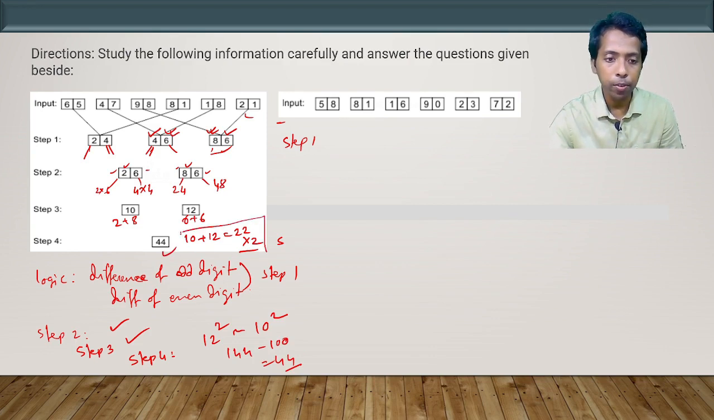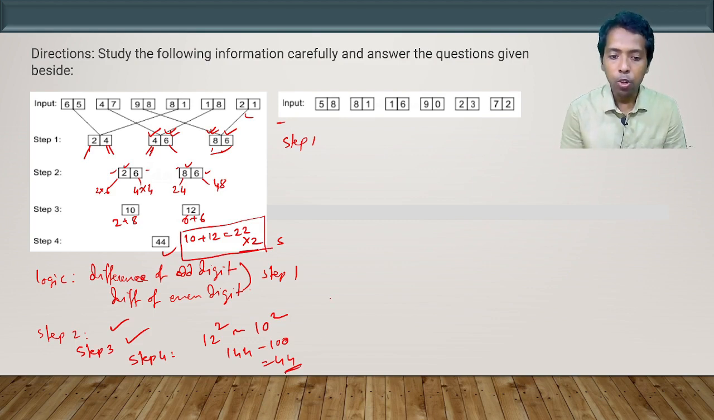So, two different logics it can be. This is the first one. This is the second one. We have to consider both of these logics if either option comes in any particular question we are going to solve after this. Okay? So, we have to follow both these logics to solve all the 5 questions in a better manner.